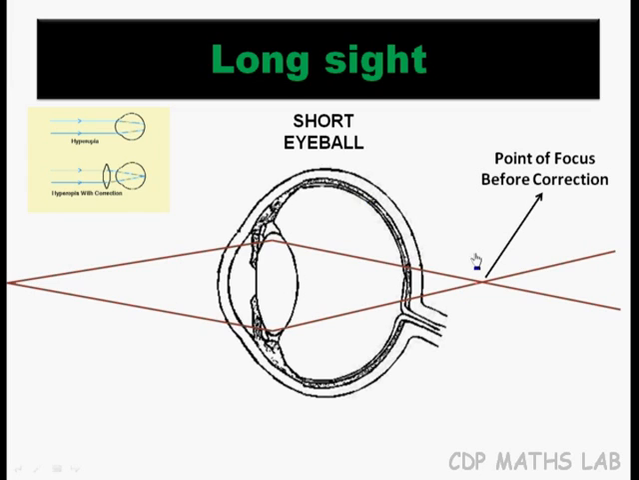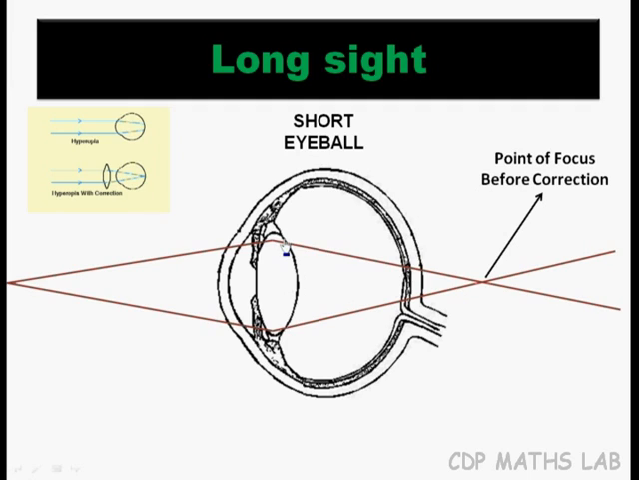Now, notice something. Let's just say the wrench was right here. Where should the image of the wrench fall? It should fall on the retina. But where did it fall? Behind the retina. And where was the point of focus? Behind the retina. So obviously this person will not see anything that is close to them. Good? So long-sighted means that a person can only see objects far away, but not what?